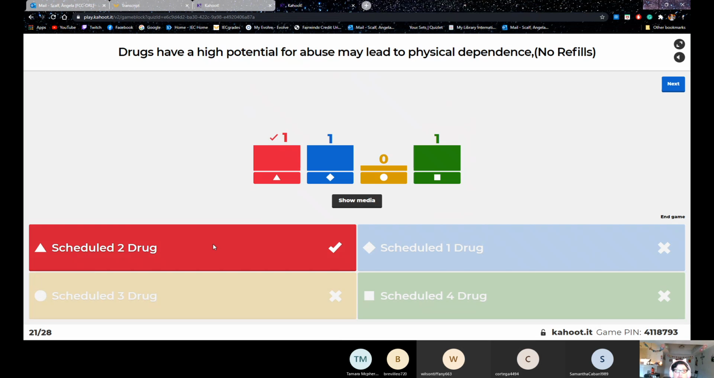Yes, Schedule 2. Because Schedule 1 is what? Illegal. If you get caught with them, you go to jail. Think about crack. Schedule 2, you can have them, but you better have a prescription with your name on it, right? And they're not allowed to be refilled. If you need a refill, you have to go to the doctor, all that kind of stuff.